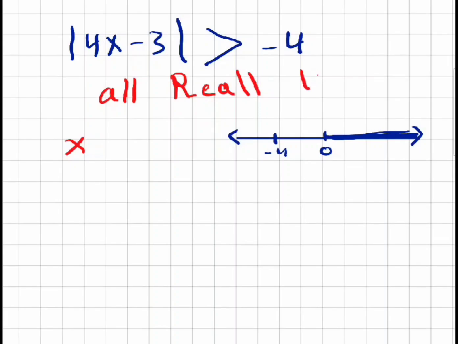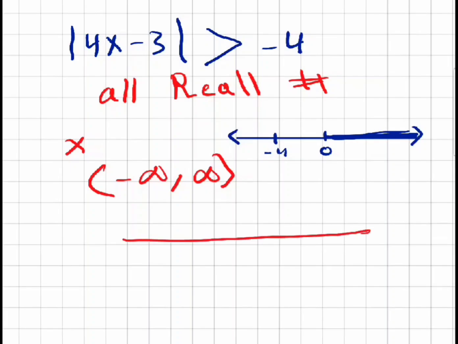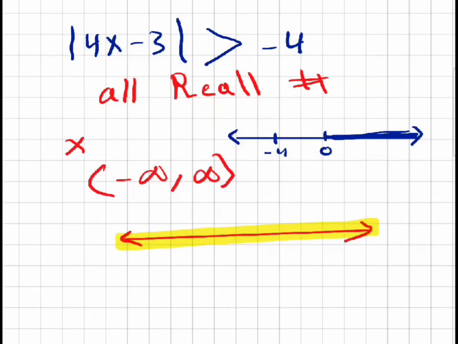To write that using interval notation, you could say it's -infinity to infinity. And on a number line, basically you're shading the whole thing. X could be anything. So you could say all real numbers or all solutions.